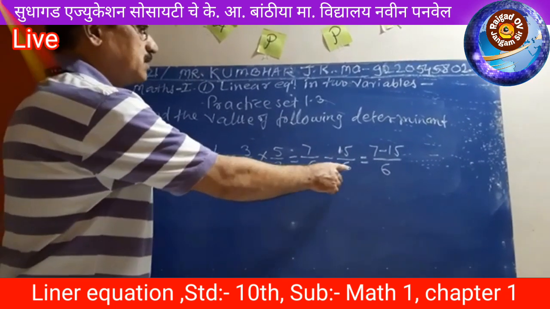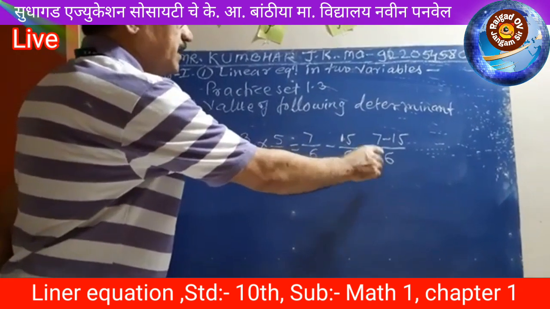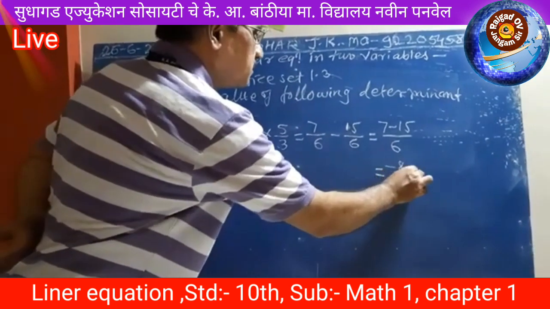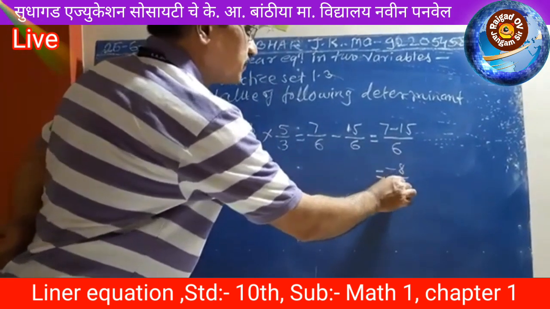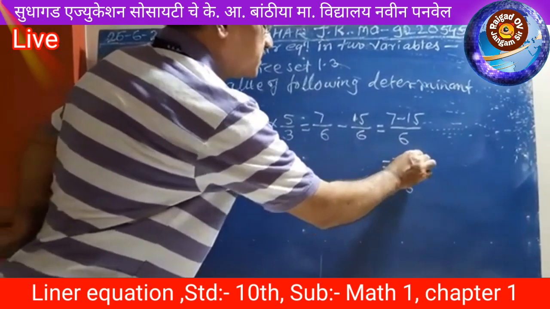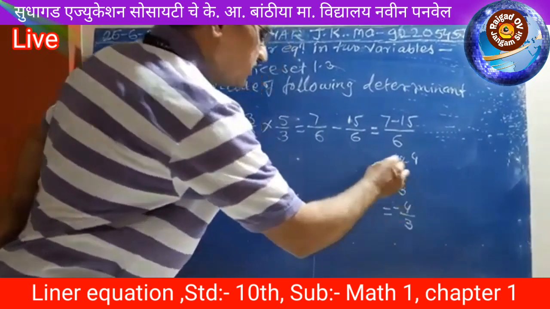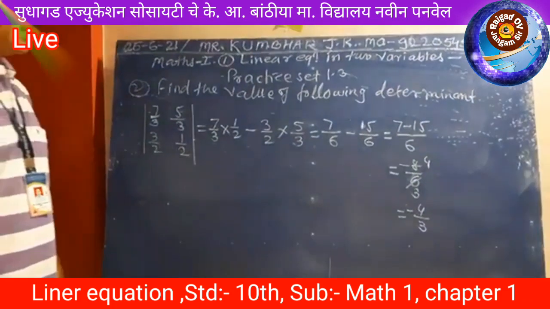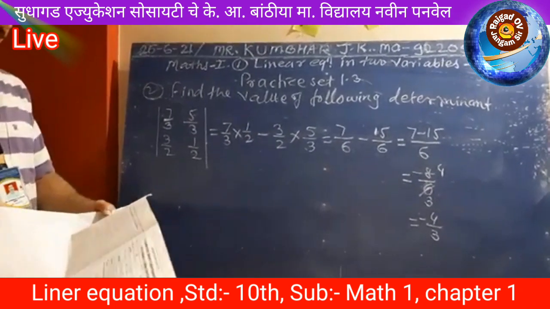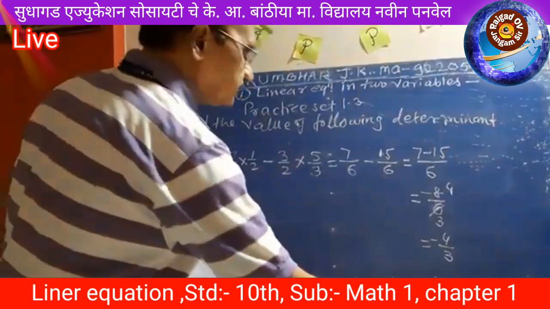Here the denominators are the same. Now 7 minus 15, divided by 6. 7 minus 15 is equal to minus 8 divided by 6. Both are even numbers. 2 threes are 6 and 2 fours are 8, so the value of the determinant is minus 4 by 3, which is our answer. Write down this example. Now question number 3. Any problem? Very good.